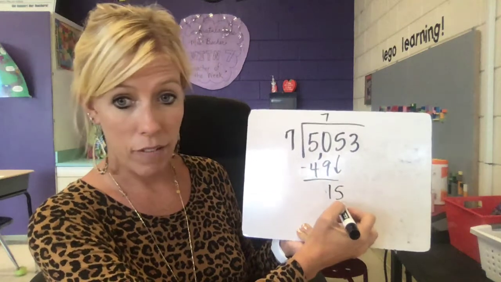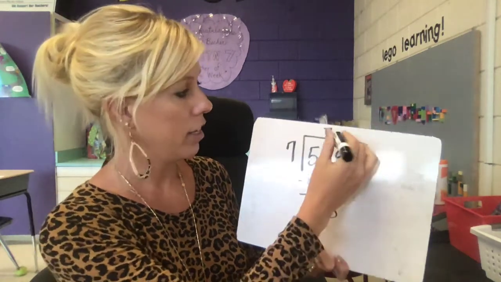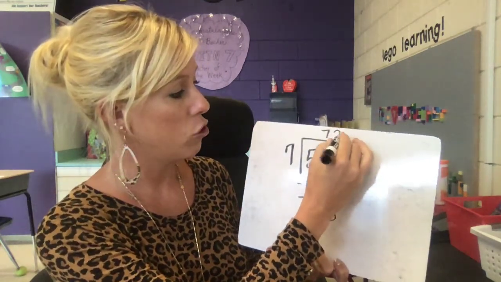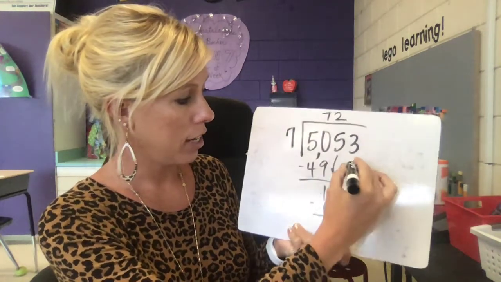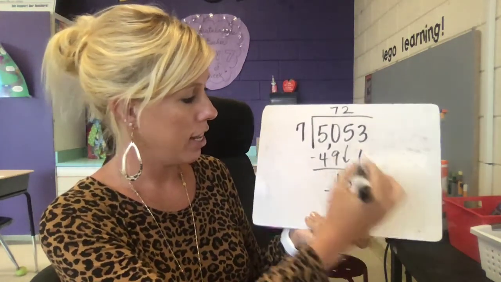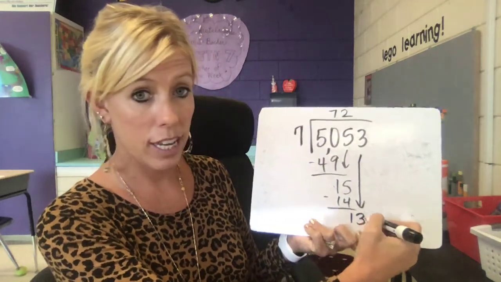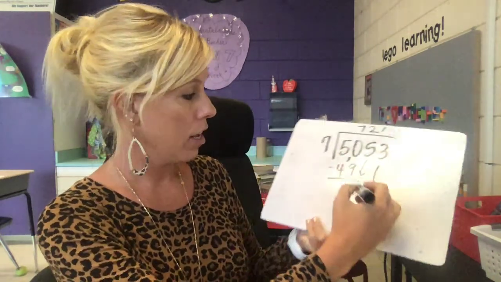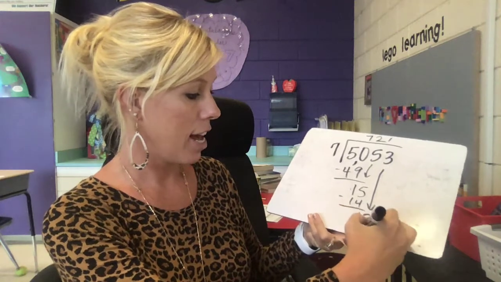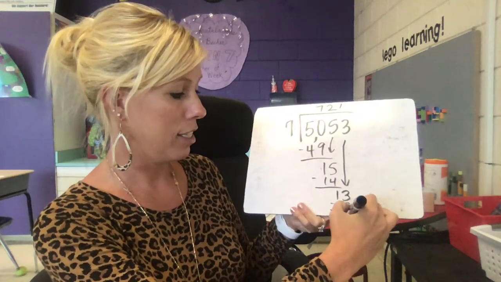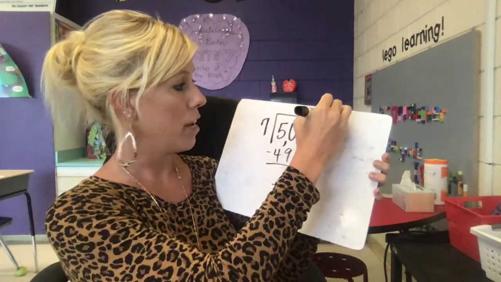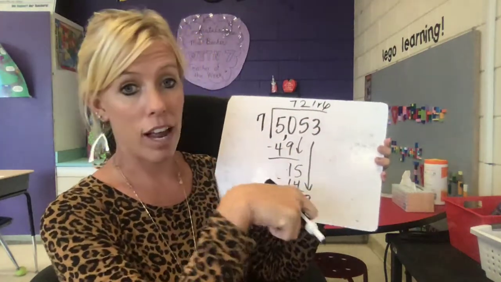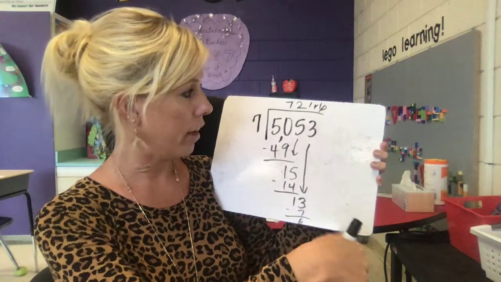How many times will 7 go into 15? It goes in there twice. I know, because 2 times 7 is 14. I'm going to subtract, bring down my 3. 7 will go into 13 only one time, because 1 times 7 is 7. I know 13 minus 7 is 6. I'm running out of room. So that would be my remainder, because 6 is less than 7. I know to stop. There's nothing left to bring down.